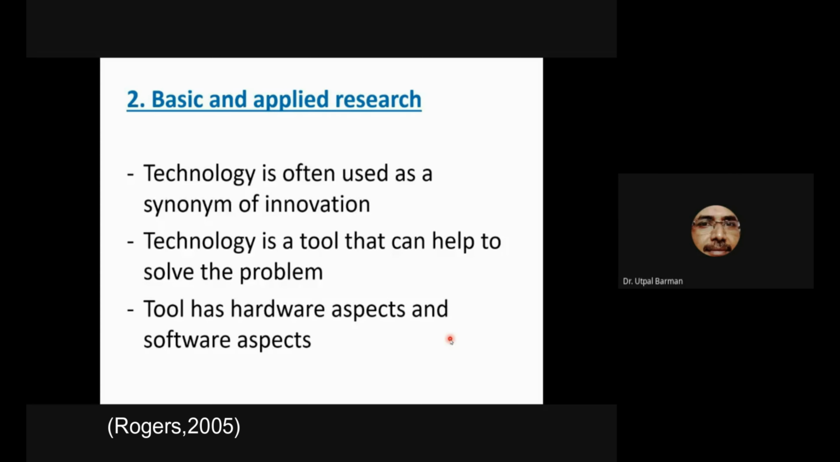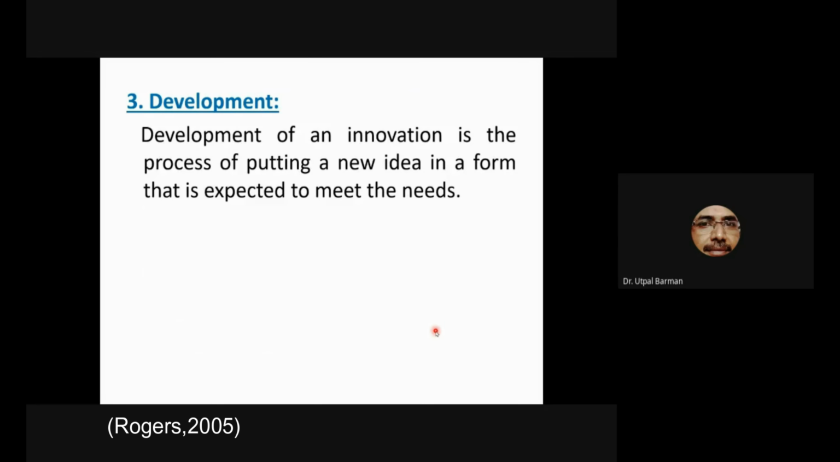Development of an innovation is the process of putting a new idea in a form that is expected to meet the needs. In the development stage, based on all those basic knowledge, they assume some idea that if we do it in this way, then we can develop a technology which will meet the needs or solve the problem of the client. So actually in the development stage, those basic findings are accumulated to develop the technology, and in successful cases, they develop the technology for the client.